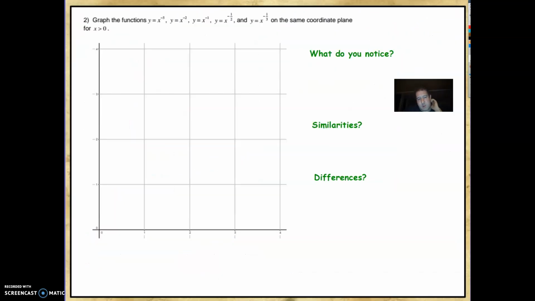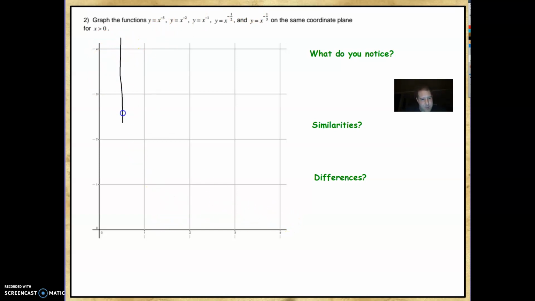Okay, so moving on. So now what if it is negative exponents? Instead of curving up, they're going to curve down. So that's the big difference here between these graphs and the last graphs. The smaller the fraction, the closer it's going to be to the y-axis, and the bigger the number, the closer it's going to get to the x-axis.